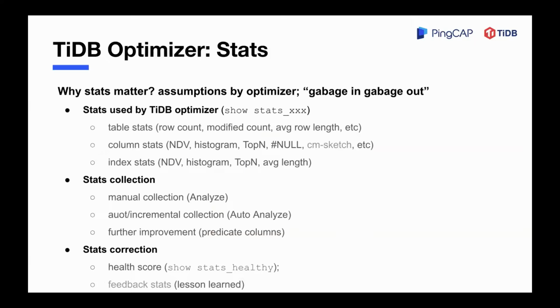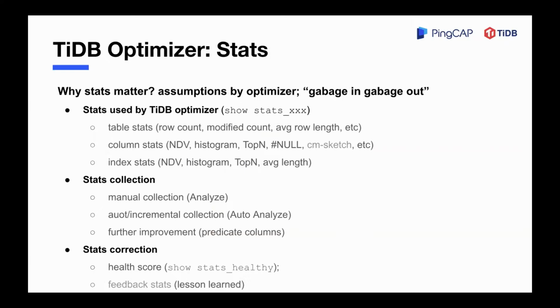Okay, now let's look at the inside of the query optimizer. I already talked about the general flow of the query optimization. So the first thing I want to talk about is the statistics. Why do I want to talk about this first? Because this is really important.